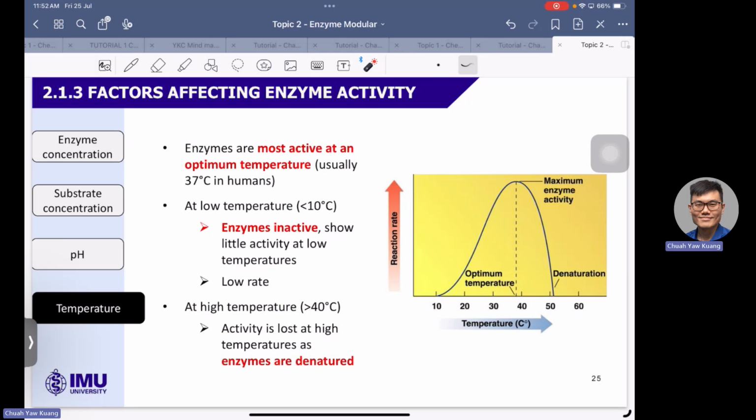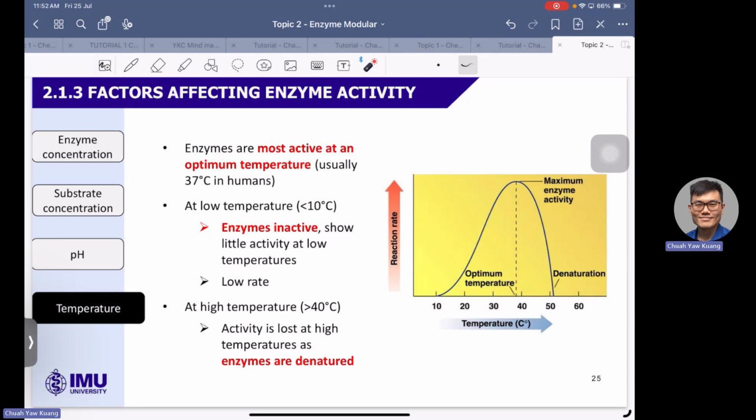So let's say the question wants to further ask, why does a higher temperature than the optimum temperature cause denaturation, and why does the rate of reaction drop so fast? Why does it drop so fast? Because enzyme is a protein, and that protein is very sensitive to changes in temperature after the optimum. Why? Because there will be too high kinetic energy.